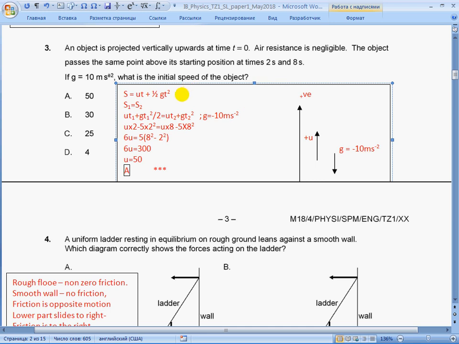The formula for displacement after time t is given like this. Because at 2 and 8 seconds the object is at the same position, the displacements are equal, so we write the displacement at times t1 and t2 as equal, and we write the expression for each of these times. g is minus 10, so minus 10 divided by 2 gives us minus 5. I substituted all values except u, and u turns out to be 50, so the answer is A.